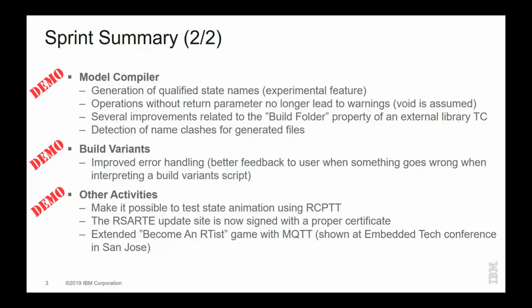And then this sprint we also worked on some other activities that are not directly product related, but that we still need to do. One thing was to work on improving our testing framework so that we can test state animation. That was not possible before, and we have work planned to change the way we animate states, and we thought in order to do that we needed to have a good regression test suite so we can do that. So that's what we started with in this sprint.